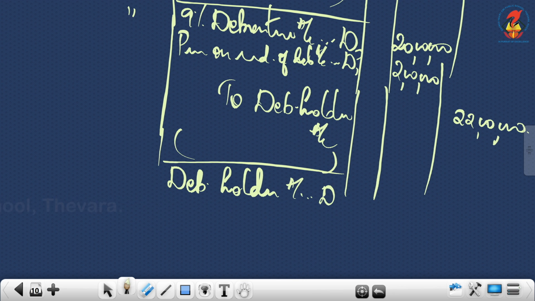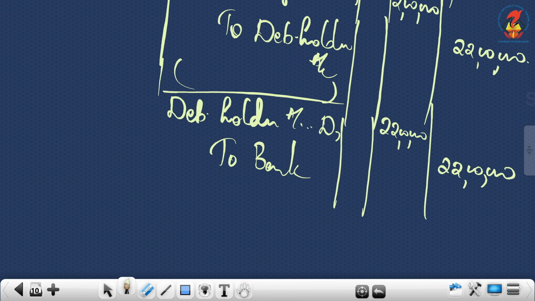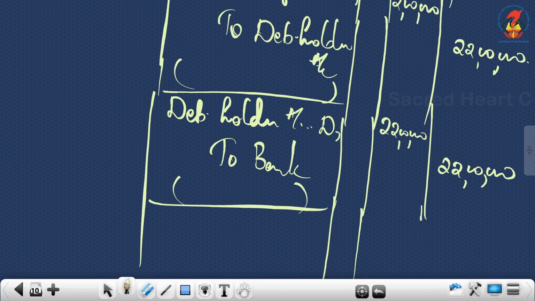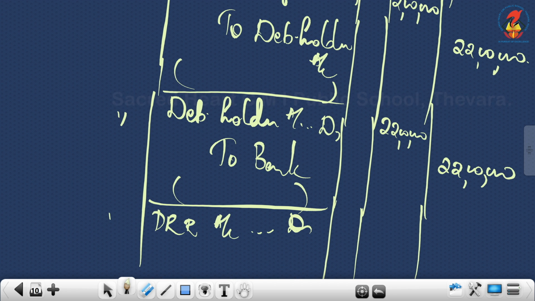Next we will make the payment, that is debenture holders account debited to bank account. What is the amount we are paying here? 22 lakhs we are paying. Okay, debenture holders account debited to bank account, that is payment made. Finally, we have to transfer. So, all these dates you have to write, that is the date of redemption itself. Then the balance in DRR you can transfer to general reserve.